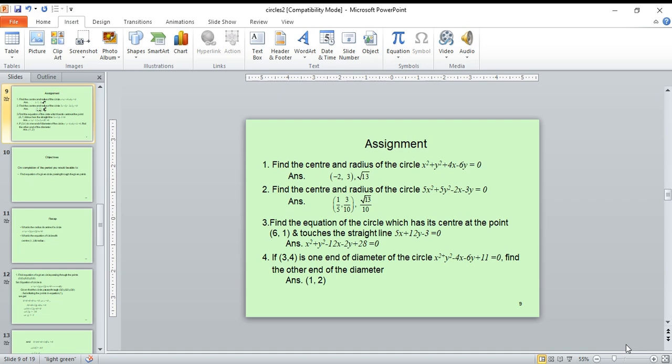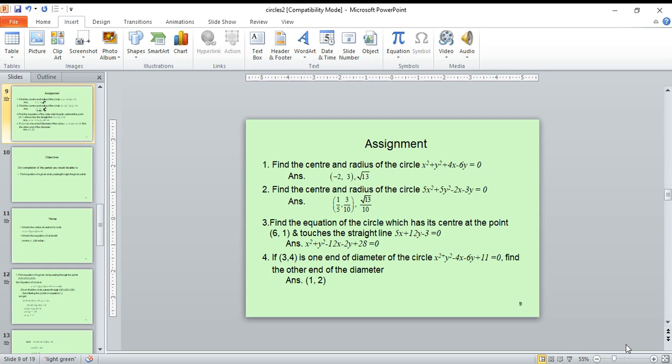Find the center and radius of the circle 5x square plus 5y square minus 2x minus 3y equal to 0. Comparing the given equation directly is not correct, because x square has a coefficient 5 and y square has a coefficient 5. First convert the equation so that x square and y square have coefficient 1.